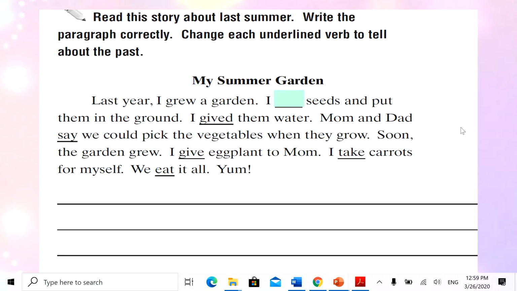I took. We changed take to took. And for this one, we change gived to gave. There's no gived in English. And we change say to said. And we change give to gave. We change take to took. And we change eat to ate. I hope you've got them all right. Please now rewrite the paragraph neatly on the lines.